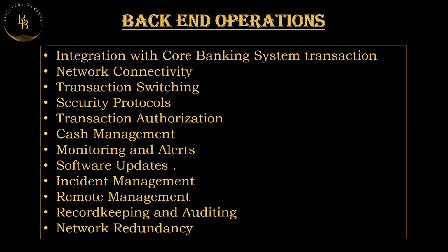Robust security protocols are implemented at the backend to protect sensitive information such as card data, PIN, and transaction details. Encryption is used to secure data during transmission between the ATM and the banking network.